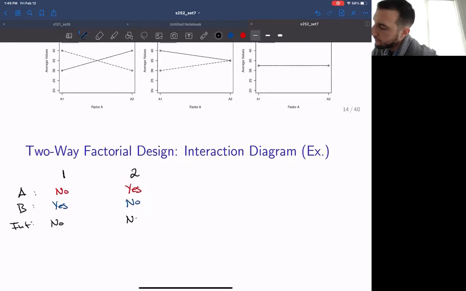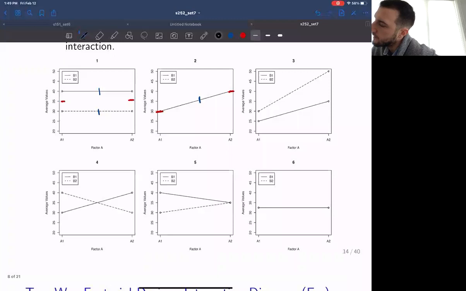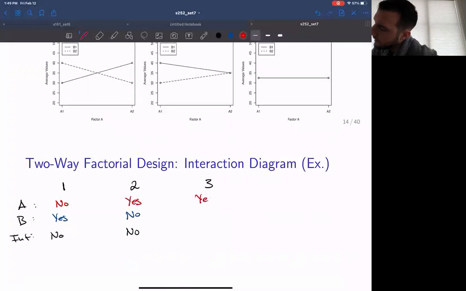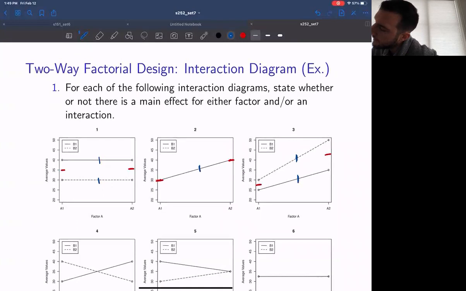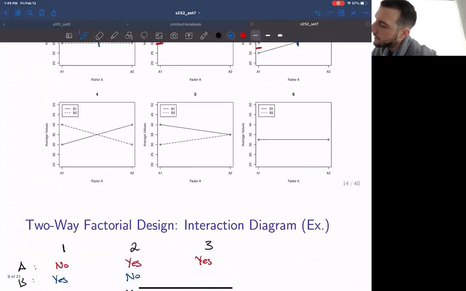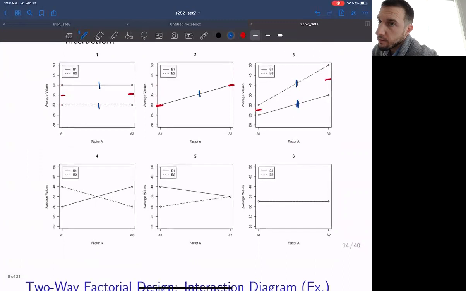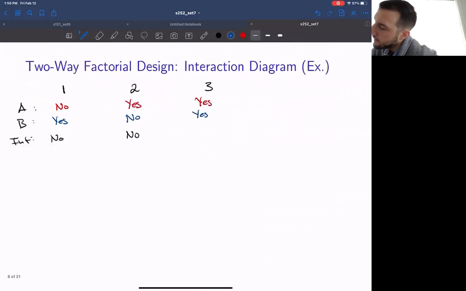Right. Okay, in part C, we start by comparing the dashes again. So you can see at A2, the average is higher than at A1. So that indicates a main effect for A. If we compare the midpoints of the lines, we can see that the dashed line has a higher value than the solid line. So that indicates a main effect for B. And now we can see these lines are not parallel to each other, but they're not crossing each other. So it's not as extreme an interaction as we would expect when the lines cross. So we would say yes, but weak.